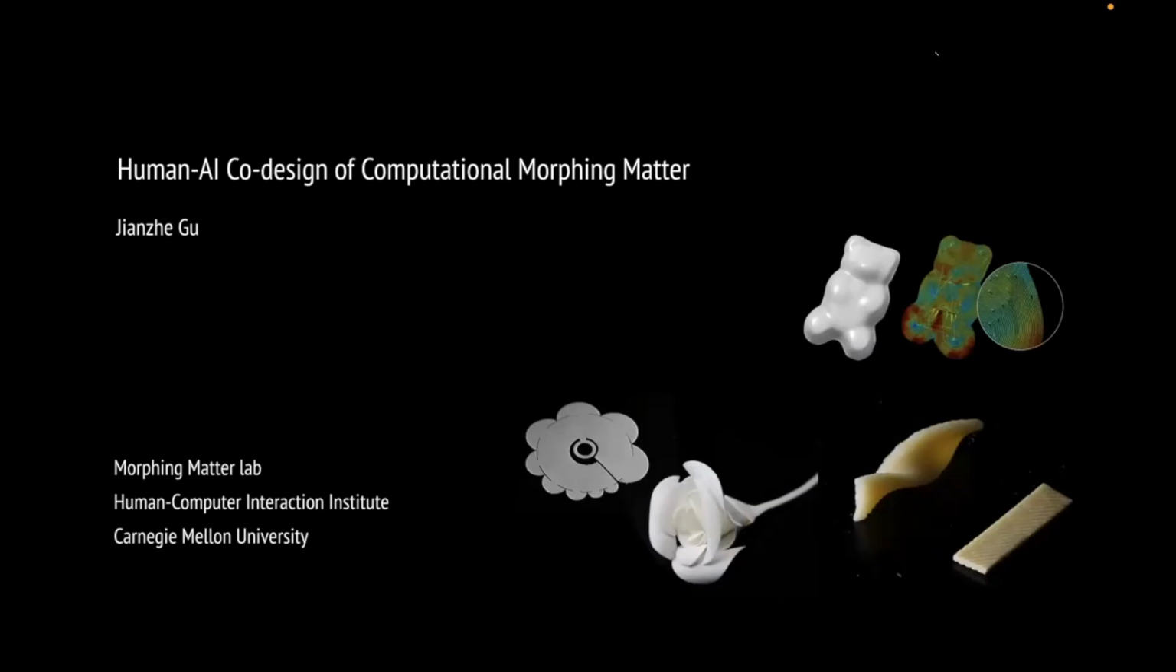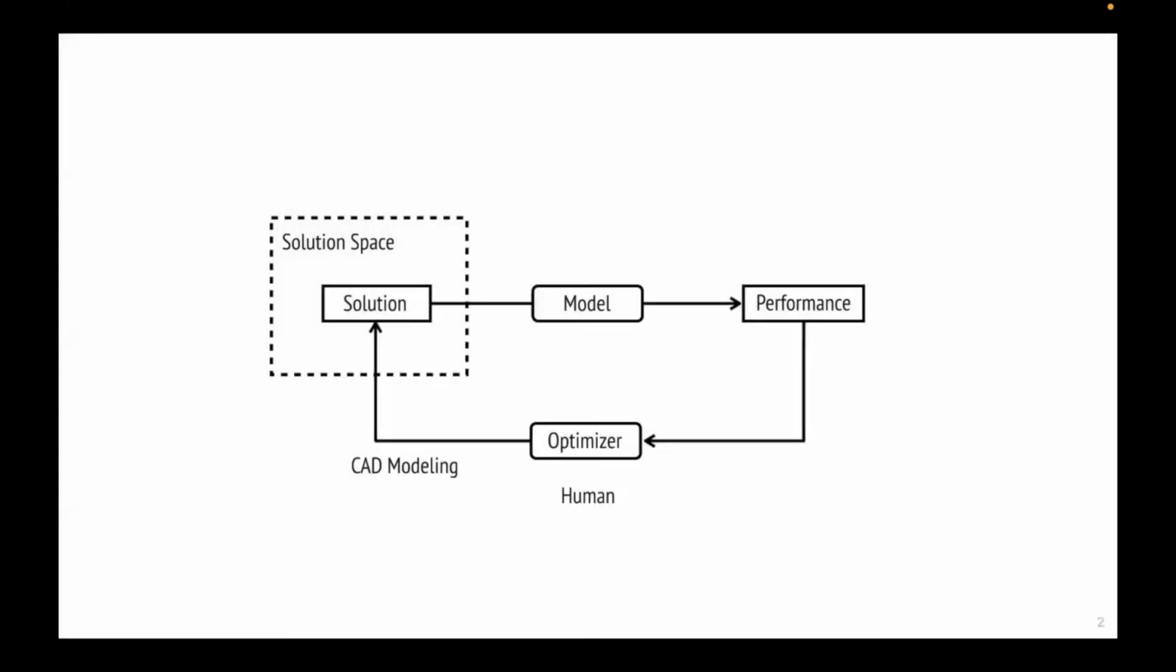I'm going to give a talk about human-AI co-design of computational morphing matter. I will frame it in a different way from my previous work, talking through all my work but from the perspective of optimization. I think everybody has heard a lot about optimization, machine learning, and design. But actually, inherently, everything is about optimization. Everything follows this framework, and I will talk about what it means to treat optimization as everything.